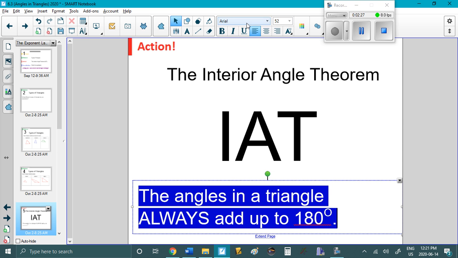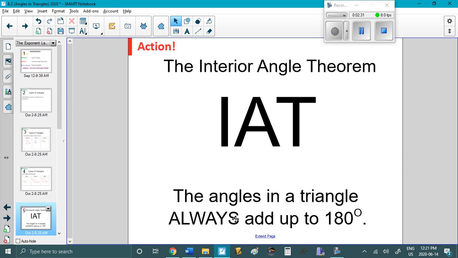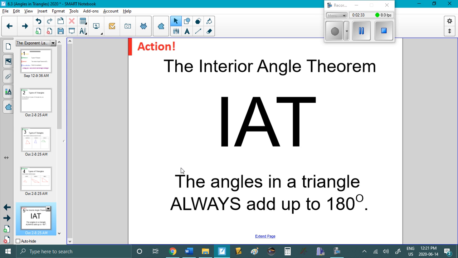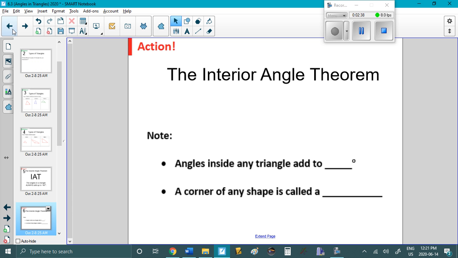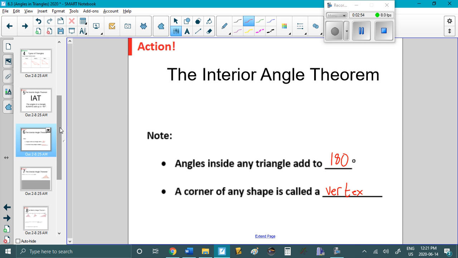And this fact, this theorem, will allow us to solve all sorts of different problems with triangles where we're missing one angle or we're missing two angles, and we have to figure out the missing angles. So let's jump right into it, fill in the blanks here. Angles inside any triangles add to 180 degrees, and a corner of any shape is called a vertex. Again, so far this should all be review from elementary school, and if it's not, you can pause and rewind, watch it again, and just take it in.